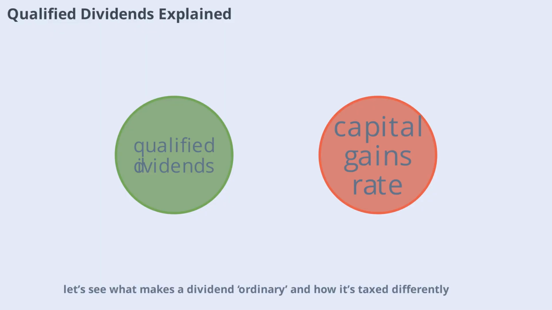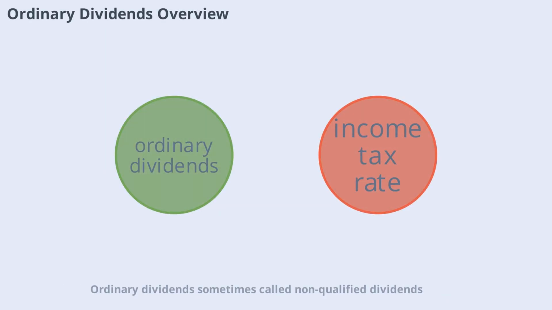Next, let's see what makes a dividend ordinary and how it's taxed differently. Ordinary dividends, sometimes called non-qualified dividends, don't meet the IRS requirements for qualified status. These dividends are taxed at your regular income tax rate, which could be higher than the rate for qualified dividends. This means that depending on your tax bracket, you might owe more in taxes on ordinary dividends. It's important to check how your dividends are classified on your tax documents, as this will impact your overall tax liability.